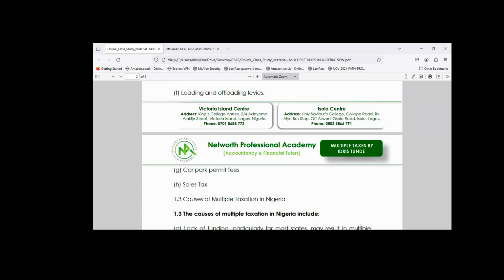Secondly, there is another one collected at the states. We call it consumption tax. Some states collect consumption tax on goods and services that you purchase, especially consumable goods, like most of the goods that you purchase in an eatery, you pay consumption tax on them. Apart from the federal government collecting VAT, you also pay consumption tax on them. So Lagos State is the first state that introduced consumption tax in Nigeria.